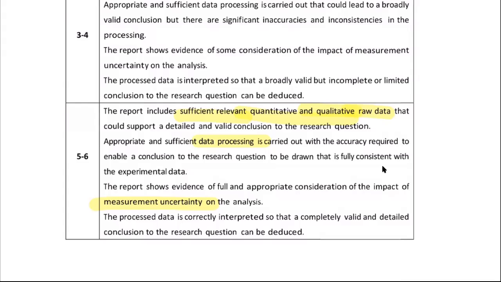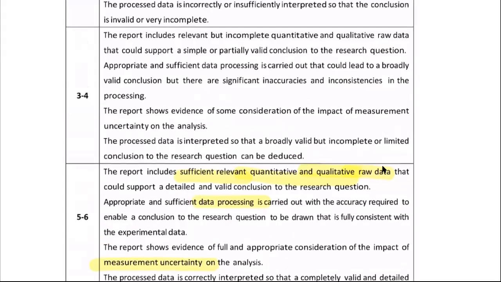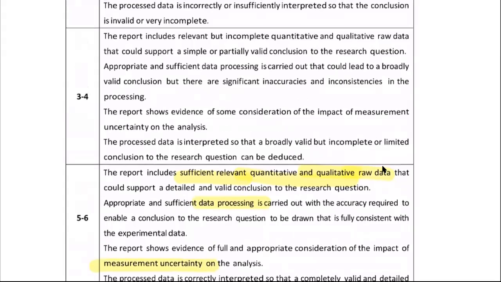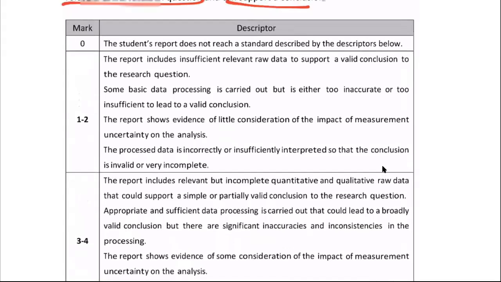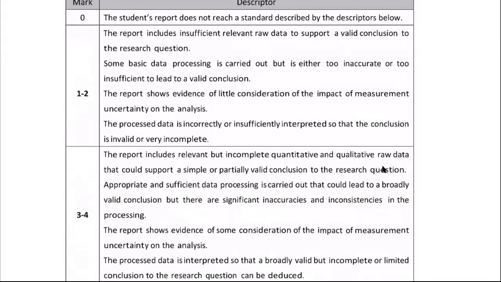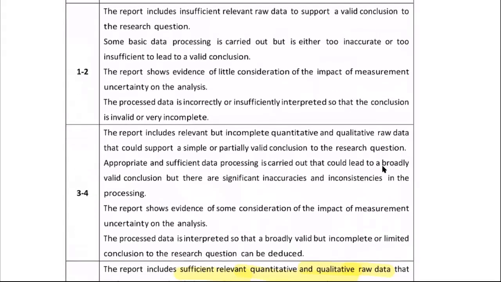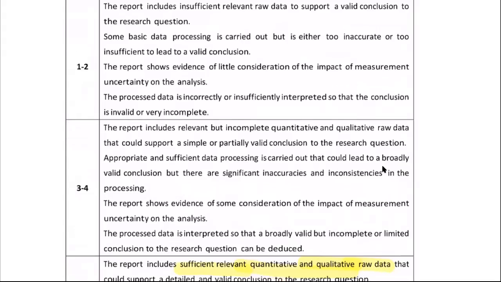The process data is correctly interpreted, so that a completely valid and detailed conclusion can be deduced. They're basically saying that you've done enough with the data to actually have a valid conclusion that addresses your research question. And then as you go down, obviously the statements look similar, but it's going to be like, you didn't do it as well, it's not clear, it's partially valid, those kinds of things.